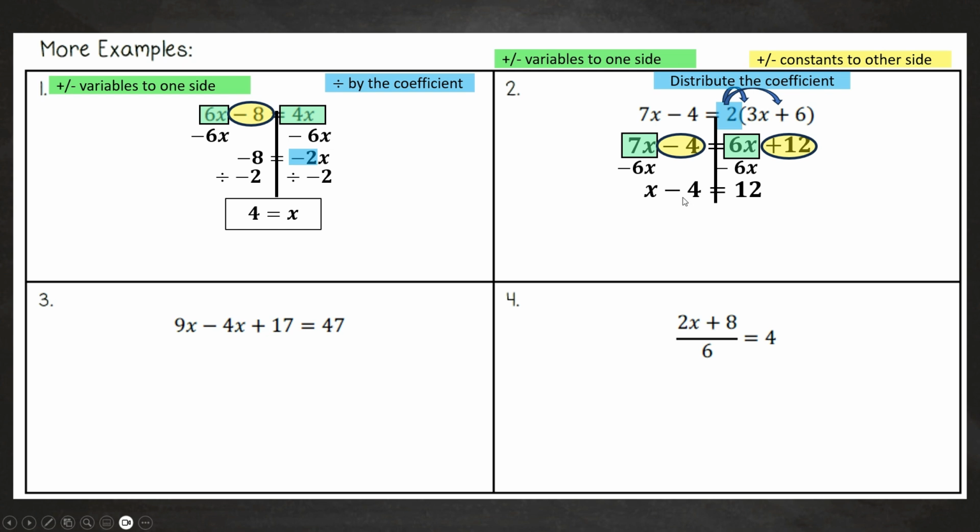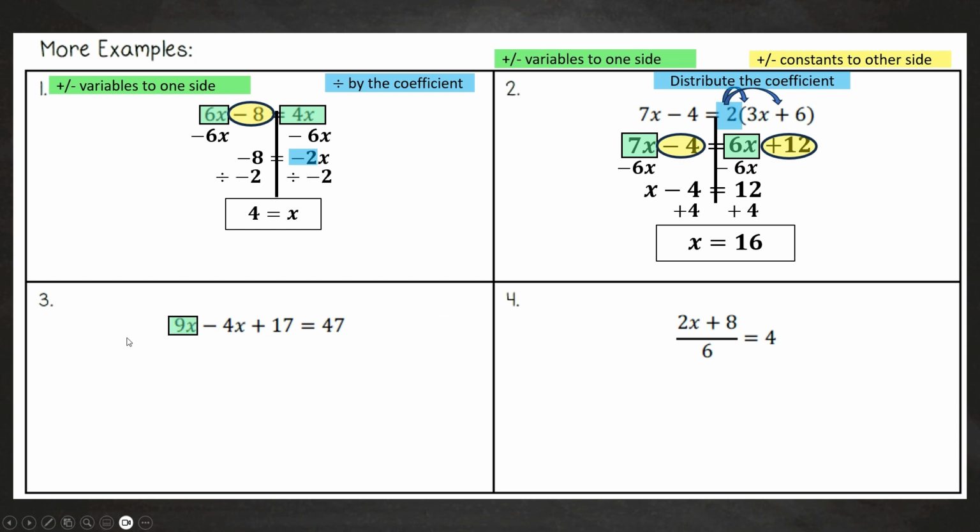Now I'm going to add or subtract my constants to the other side. So to make negative 4 0, I'm going to add 4 to both sides. So if I add 4 here, this cancels out and becomes 0, and 12 plus 4 is equal to 16. So x is equal to 16. It only took really 3 steps to solve this equation, because once I distributed and subtracted, I was only left with 1x. I did not have to divide in my last step.